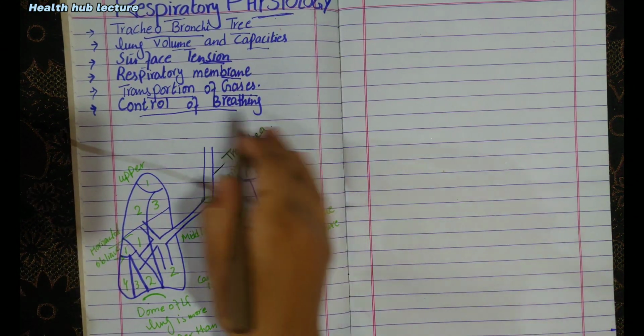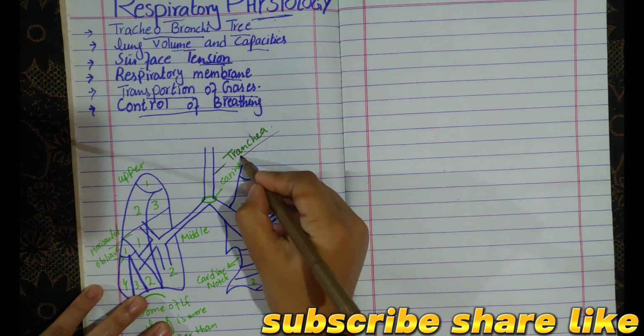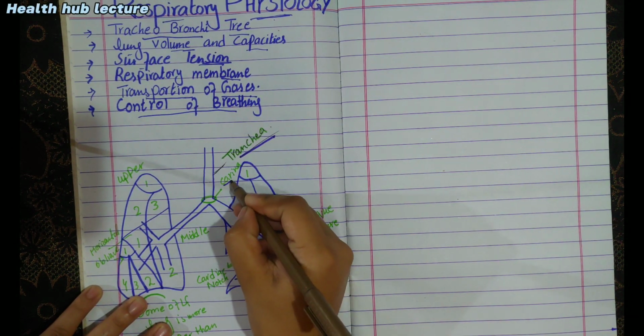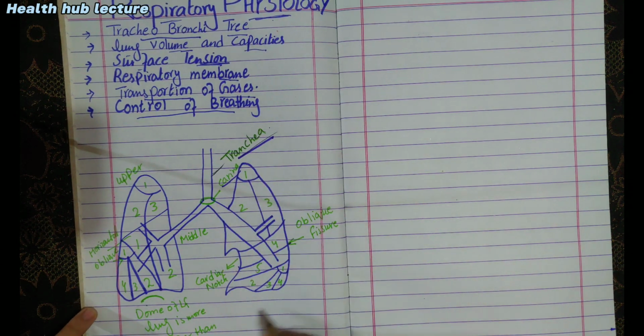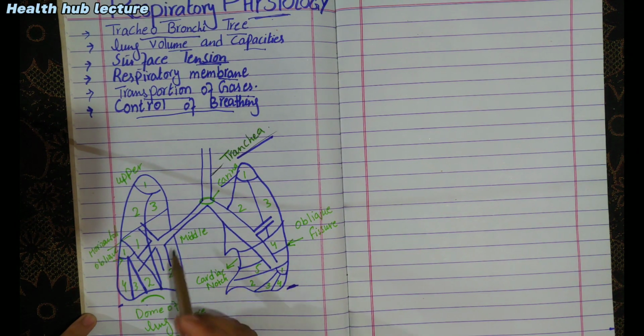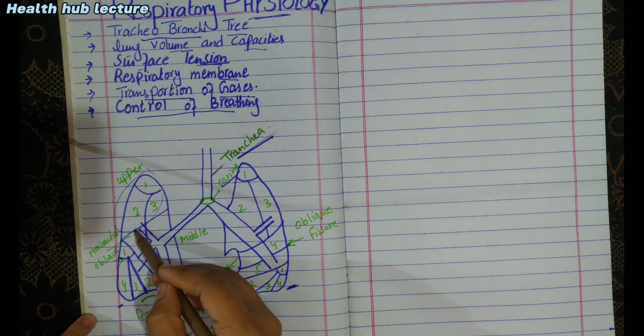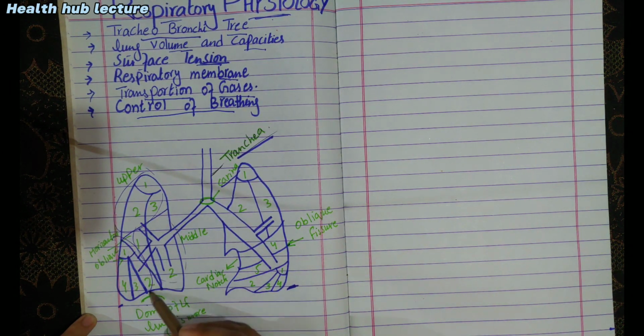First, this is the structure of the respiratory system. This is the trachea, this is the carina, and these are the two lungs. This one is the right lung and this one is the left lung. First of all, we discuss the right lung. The right lung has three lobes: this one is the upper lobe, this one is the middle lobe, and this one is the lower lobe. These three lobes are separated by two fissures.